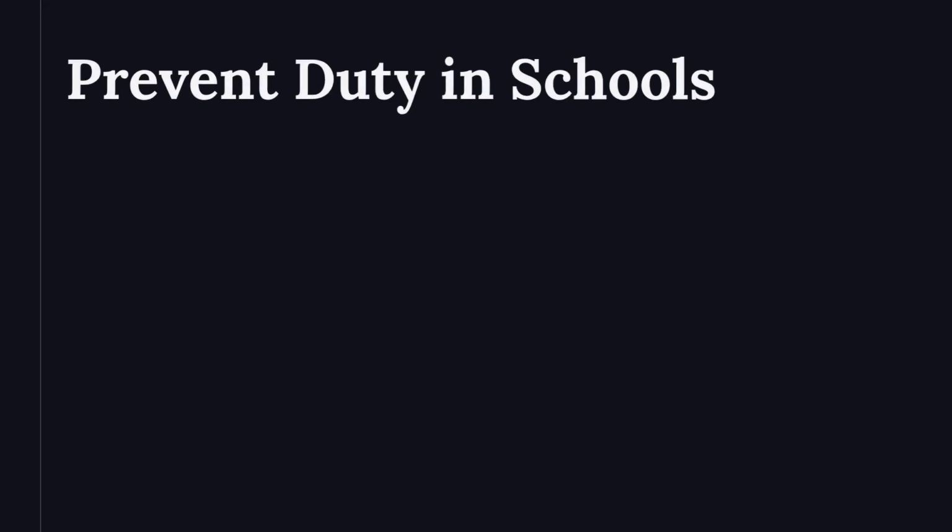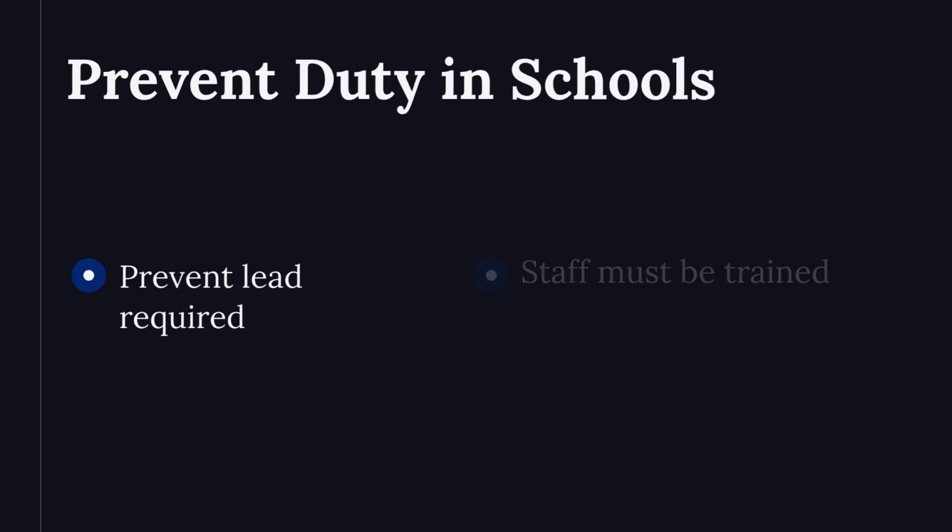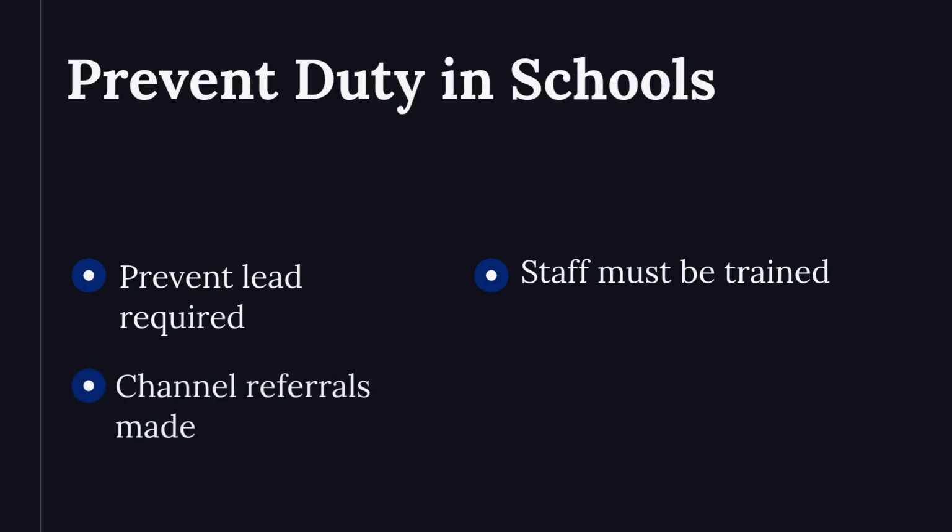The Prevent duty requires schools to prevent terrorism. Schools must have a Prevent lead and train staff to spot radicalization signs. Referrals to the Channel programme are made when concerns arise. Extremism includes various ideologies. Prevent duty guidance helps schools implement these measures.